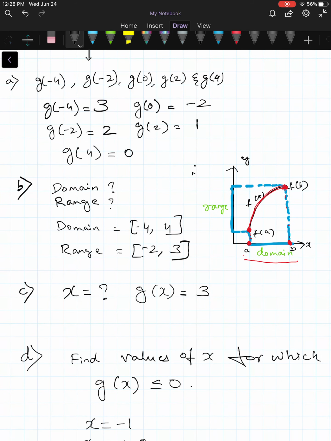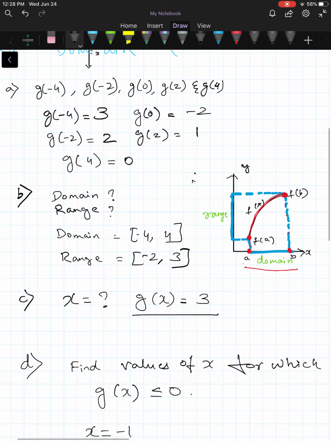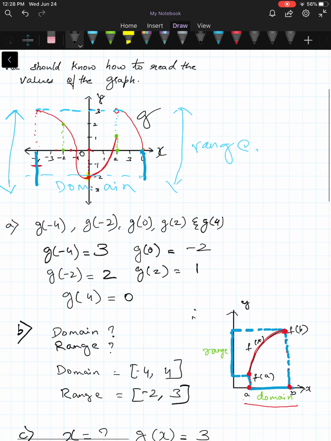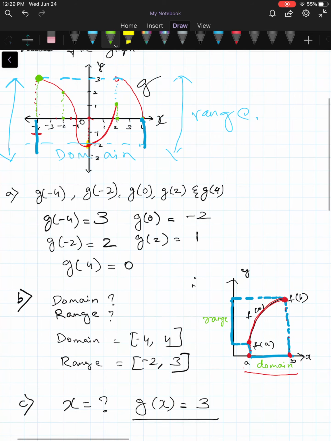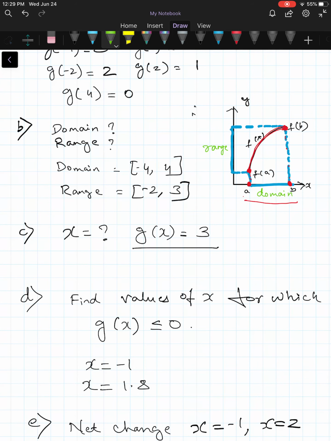So now, extracting the input by looking at the output. What will be the value of x if g of x is equal to 3? Let us find out where g of x is 3. g of x is 3 here, where I am highlighting the point with the green color. So what is the corresponding x value for that? If you come down, it would be -4, correct? So x is -4.